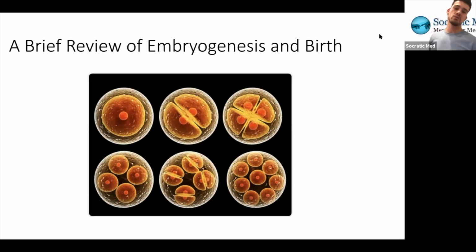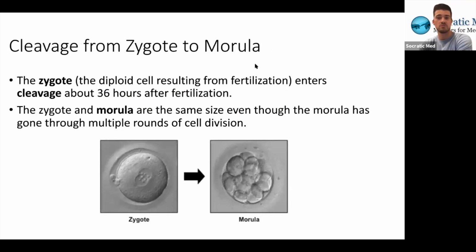So we're going to start with a brief review of embryogenesis and birth. If you guys have been following us from the beginning, Janelle did go over this in her reproduction lecture, but I thought it was pretty pertinent to what we're learning today. So I wanted to start from conception, and then we're going to go from there. I just want to make sure everybody understands these concepts as well, because they're pretty important for the MCAT.